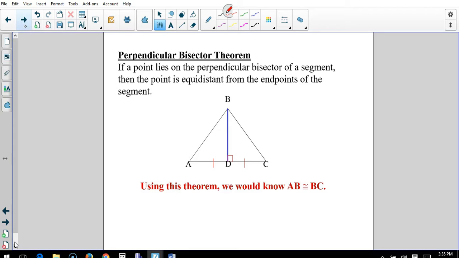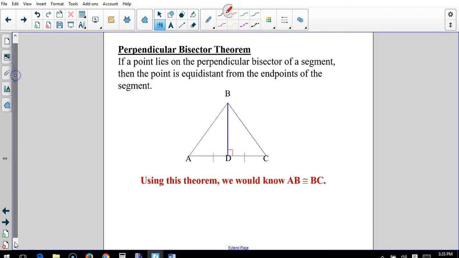So what is the perpendicular bisector theorem? If a point lies on the perpendicular bisector of a segment, then the point is equidistant from the endpoints of the segment. Using this theorem, we would know that AB is congruent to BC.